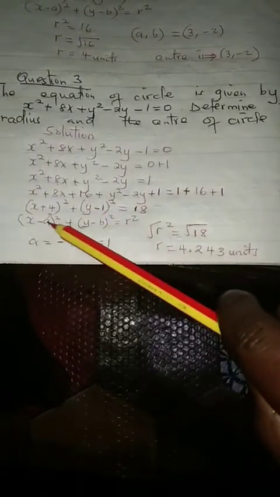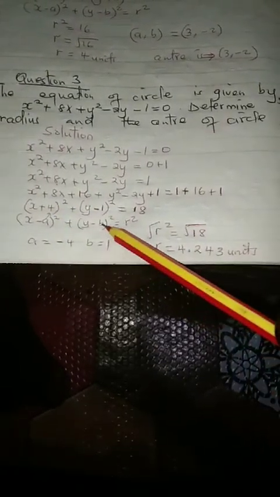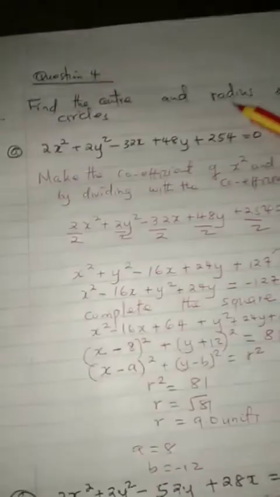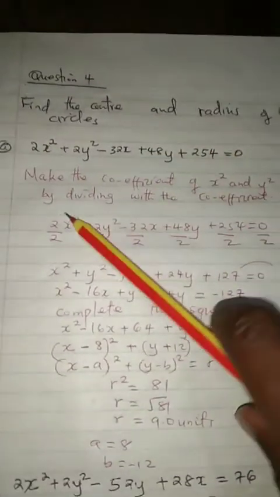So in this case here, a is negative 4, b is 1, then we say b is negative 1. Then you find r, you get the square root of 18. The square root of a number is either positive or negative, but radius is a measurement, so it must be positive. You pick the positive value. Then we find the equation.